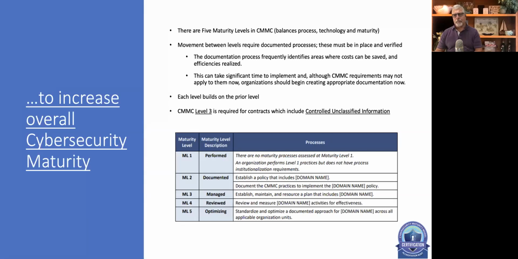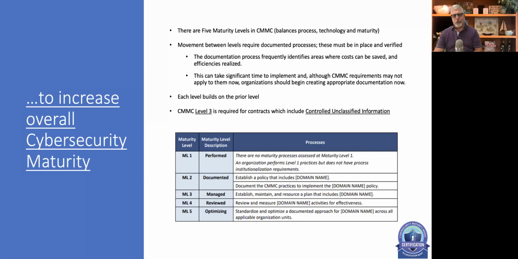And if your company handles CUI, then it's a given that you're going to be level 3. But if you don't handle CUI, there's not necessarily a requirement to go to level 3. We feel most of the companies are going to be in the level 1 space. Probably the DoD has told us between 60 and 80% they believe are going to be in the level 1 category.